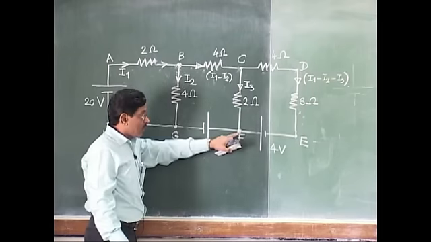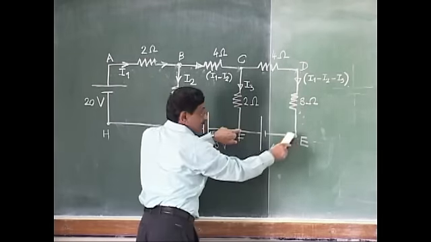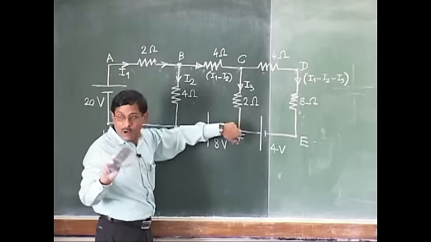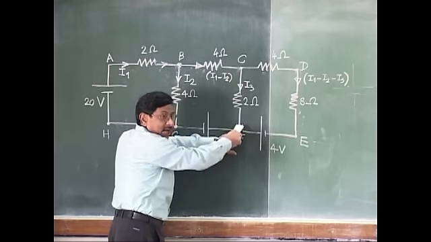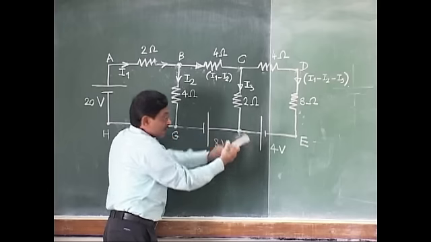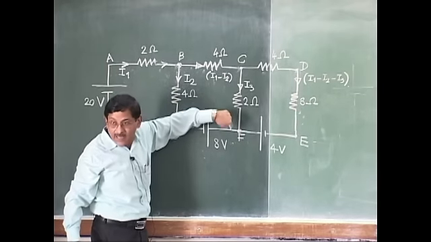Now what happens at node F? That is important. See, this current is coming like this. Its direction we have already specified. And this current is also coming. This direction is also defined now. So henceforth don't distribute it here now, because this is already defined.